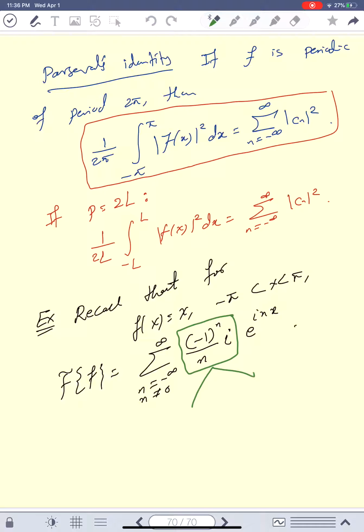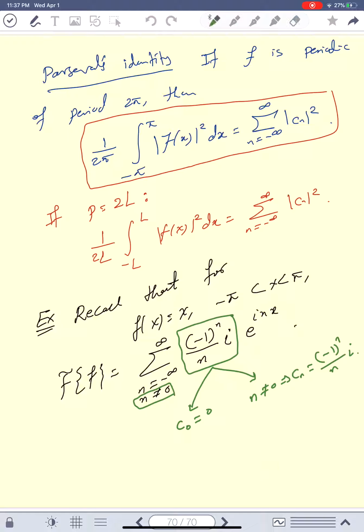So this means that C0 is 0 because this summation runs over all indices except for 0. When n is 0, C0 means the coefficient of e to the 0 i 0x, which is the constant term. In this example, I don't have a constant term, so C0 is 0. Otherwise, if n is not 0, what is the Cn? Then the Cn is negative 1 to the n over n i. Okay, so I need just to see this.